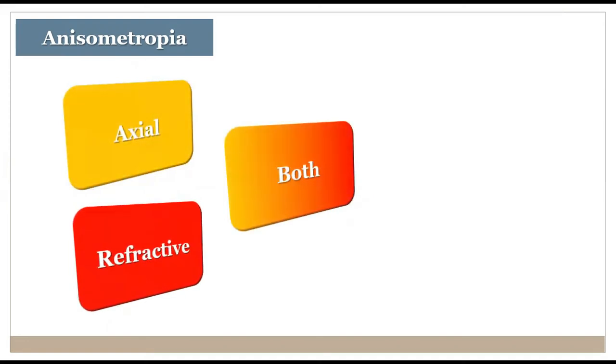So the type of anisometropia affects the theoretical sizes of retinal images, which is the physical size of the image projected onto the retina prior to any retinal or cortical visual processing. And for simplification, we will focus only on purely axial or purely refractive anisometropia.